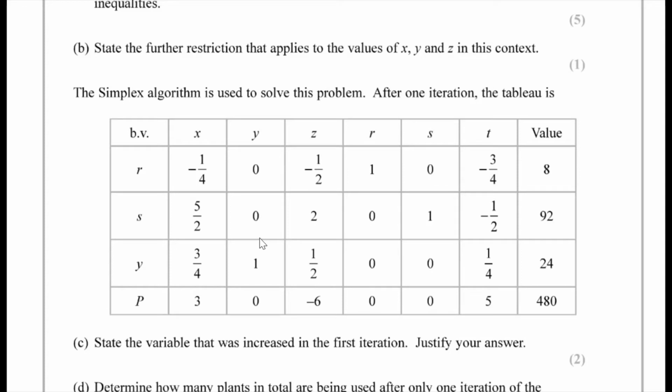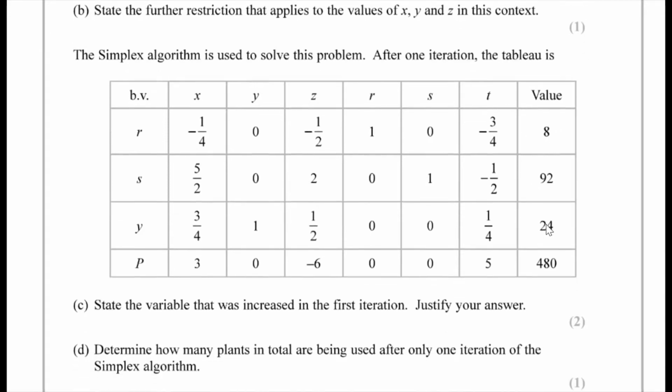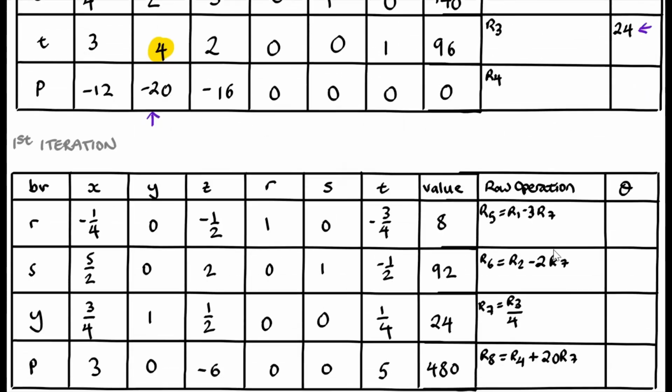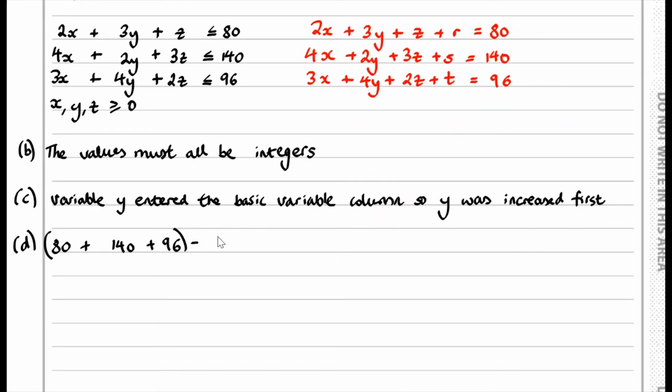you'd notice that we still have slack for R and S, okay? And therefore we have to subtract off 8 and 92. Okay, so hopefully that makes sense. So we subtract off this bit of slack in 8 plus 92. So this over here is the slack after the first iteration, and therefore you'd find we have 216 plants.